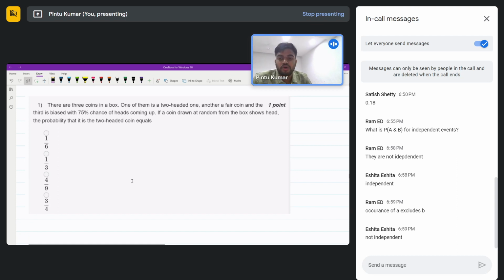There are three coins in a box. One of them is two-headed. So the coin is not a fair coin. On both sides, we have head, the Sholay coin, right?